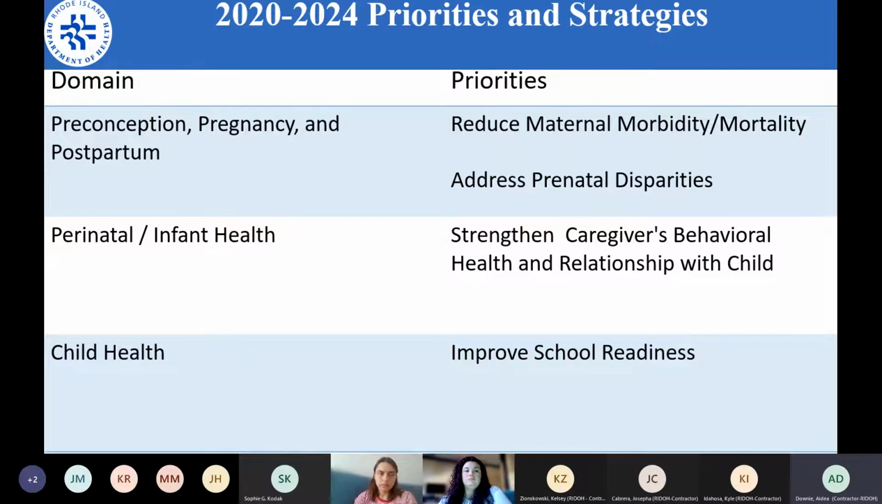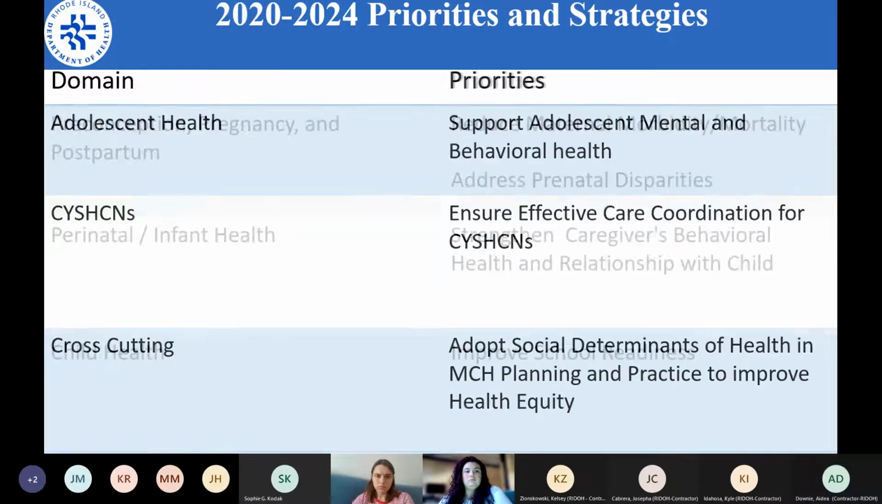As well, with perinatal and infant health, we looked at strengthening the caregiver's behavioral health, as well as the relationship with the child. In child health, what we looked at was improving school readiness. This is a part of the preschool development grant that really is invested in supporting the education and the intellectual, physical, and emotional development of children, so by the time they get to kindergarten, they're ready to be there. Next slide, please.